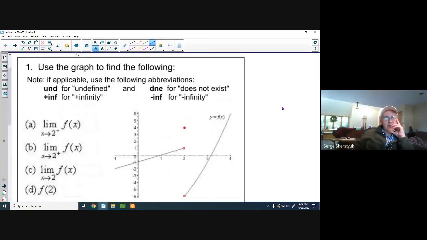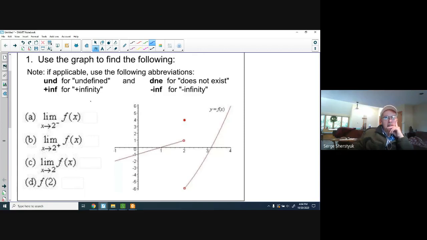Use the graph of the following equations. Sorry, my attention was somewhere else. All right, if applicable, use the following. Okay, the limit as x goes to 2 from the negative side. Here's the f function from the negative side, so x goes from this direction. I'm following this curve here. What value am I approaching? The y value is 1. It doesn't matter that it's an open circle. It is a 1.